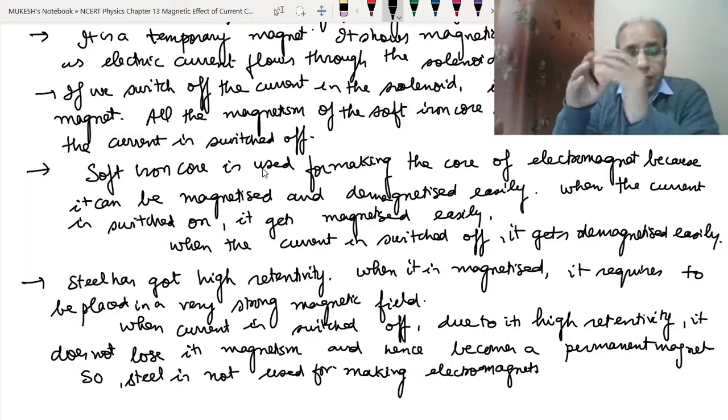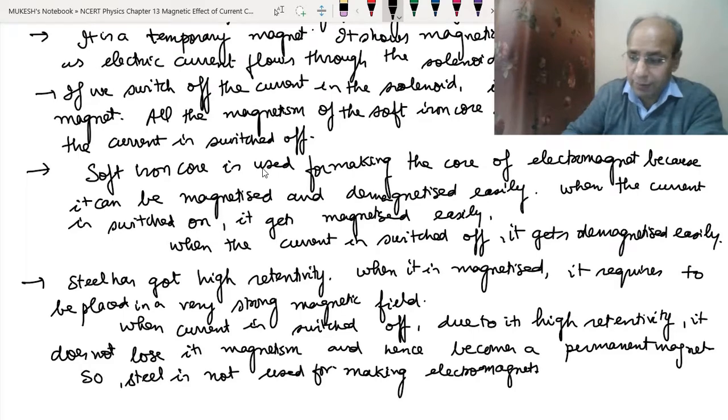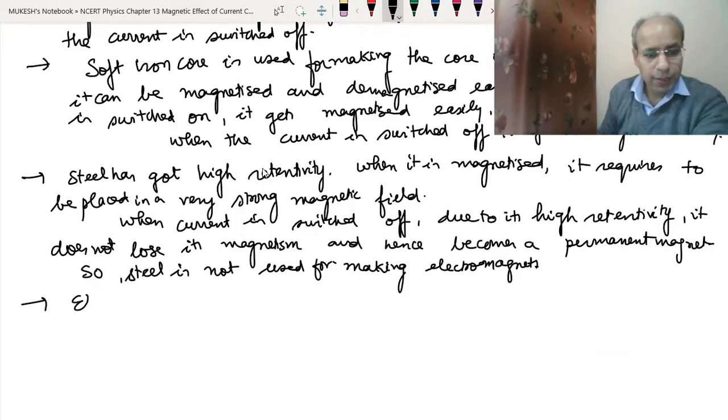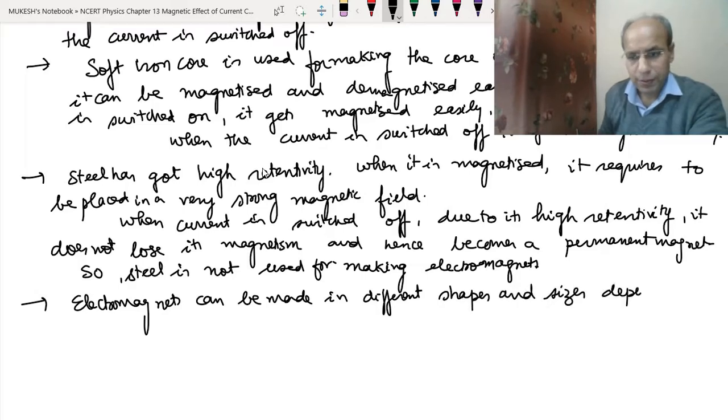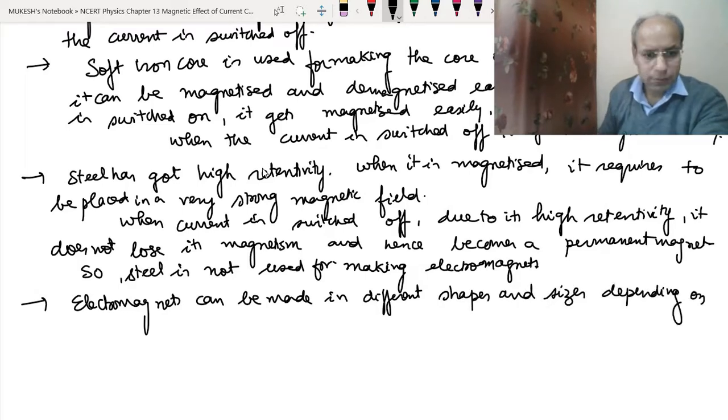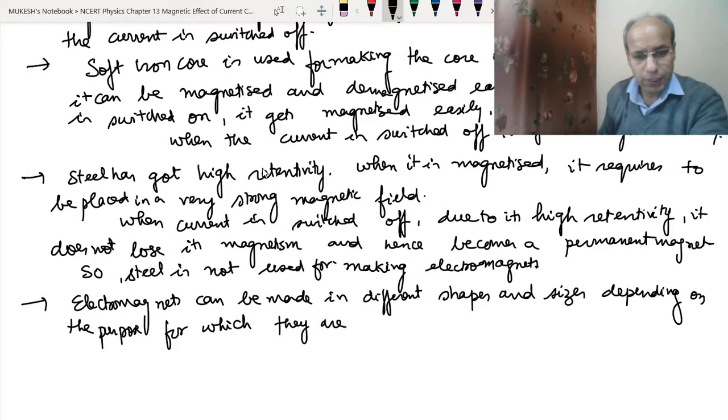Now, electromagnets can be of different shapes and sizes, depending on the usage that we want. Okay, it can be bar type and it can be U shape also. Electromagnets can be made in different shapes and sizes depending on the purpose for which they are to be used.